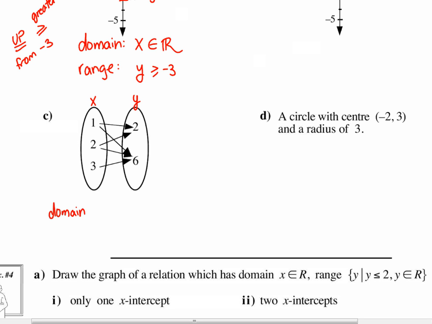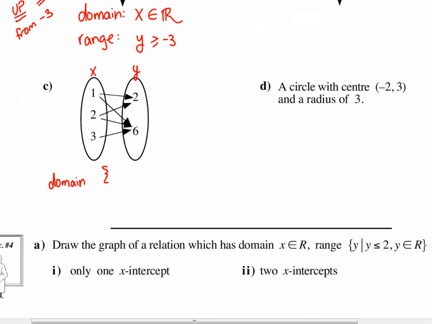You with us? No, can you get back with us? Okay. 1, 2, and 3. Range. 2 and 6.